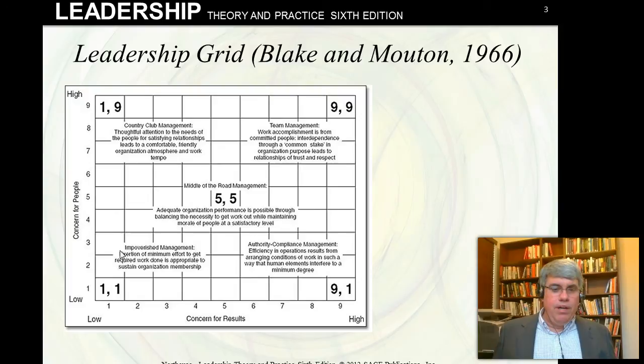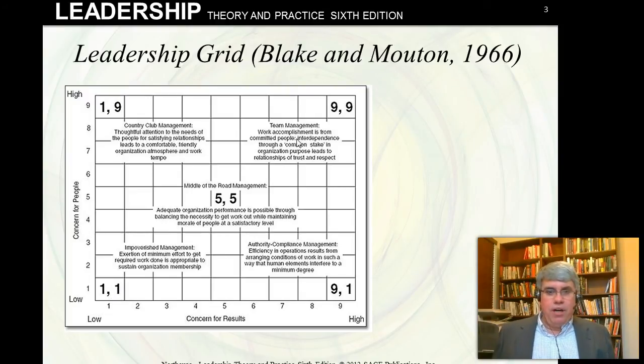Now, if you're low in both behaviors, low concern for people, low concern for results, this is what's known as impoverished management. This means you just don't care. You don't care about the people, you don't care about the task, you're just there, most likely doing the minimum. Now again, in some situations that might work. In other situations, it could be a good formula for problems.